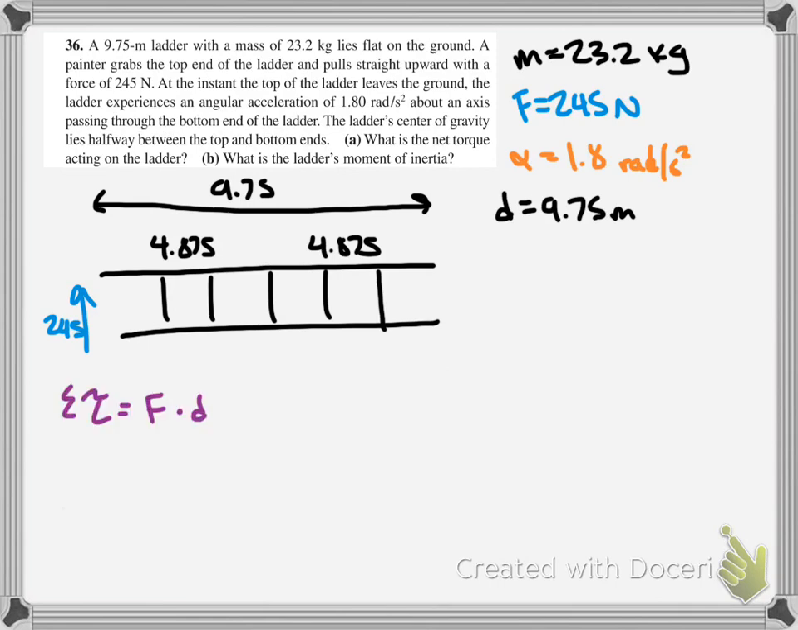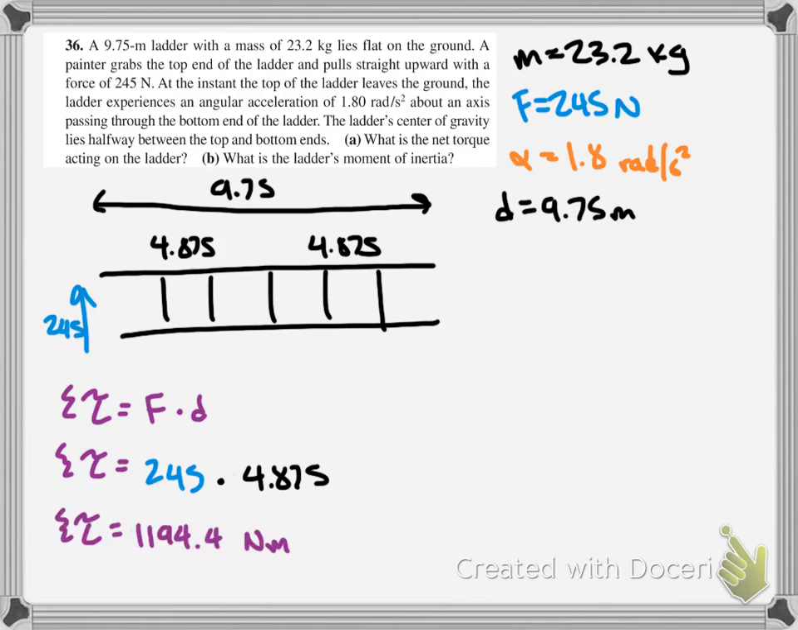You know that your net torque is force times distance. So you know that your net torque is 245 multiplied by 4.875. The reason it's not 9.75 is because it tells you that the center of gravity is halfway along the ladder, so half of 9.75. You solve that and you get that for your torque. So that's the answer to A.